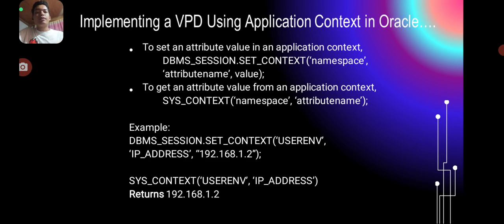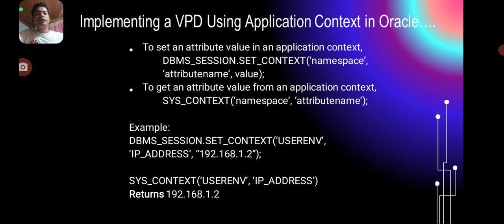Then, implementing a VPD using application context in Oracle. To set an attribute value in an application context, use DBMS_SESSION.SET_CONTEXT with the namespace, attribute name, then value. To get an attribute value from an application context, use SYS_CONTEXT with the namespace and attribute. Those are the syntaxes to be used.